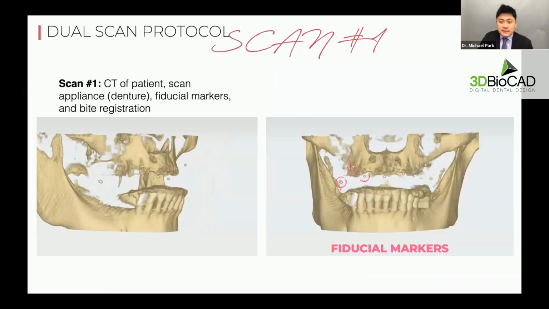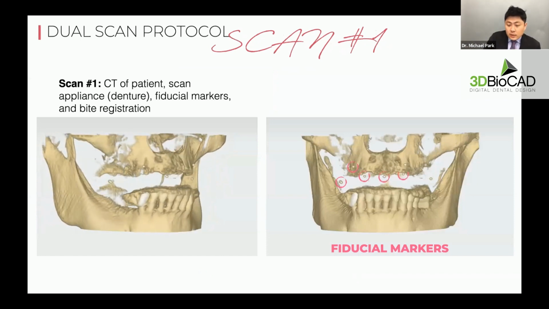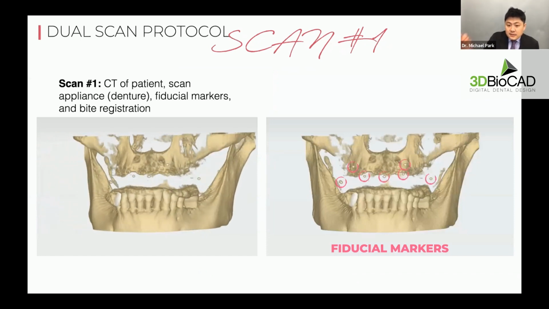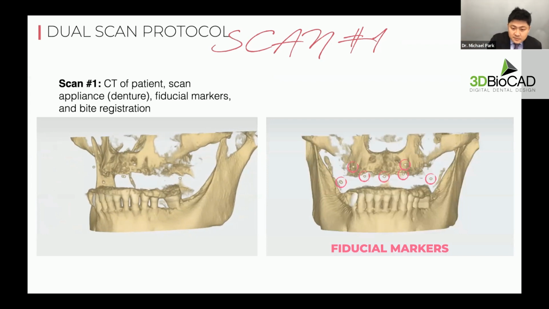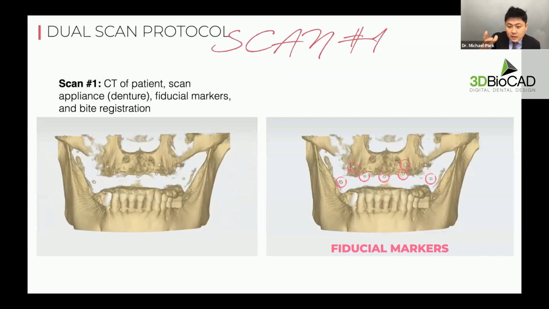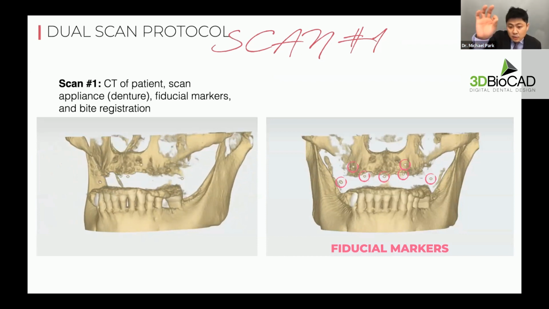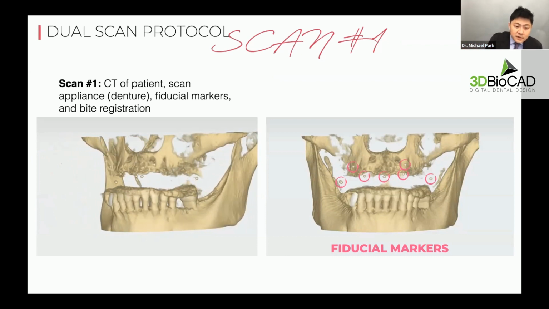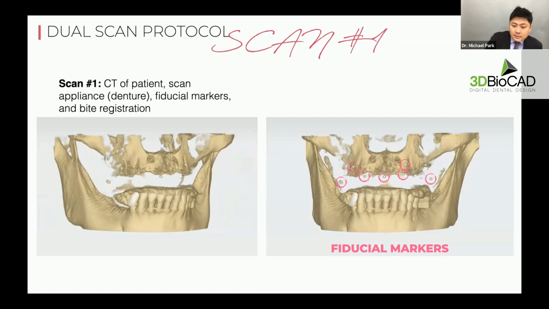When you take a CT scan, what you're going to see is these dots, these balls, on the CT scan. You're not going to see the denture itself or the scan appliance itself, but you will see the fiducial markers that you have put on the scan appliance.